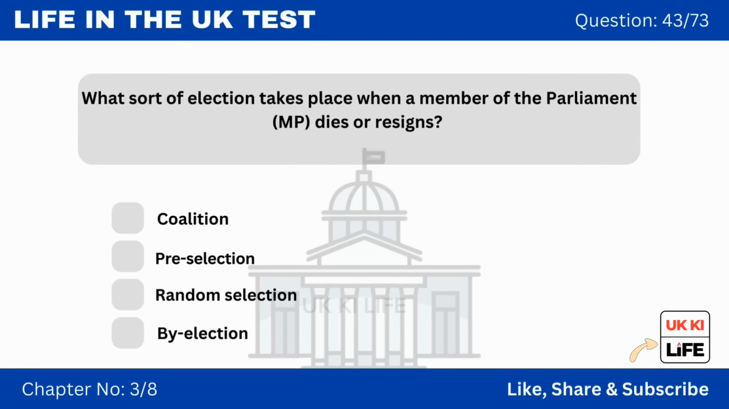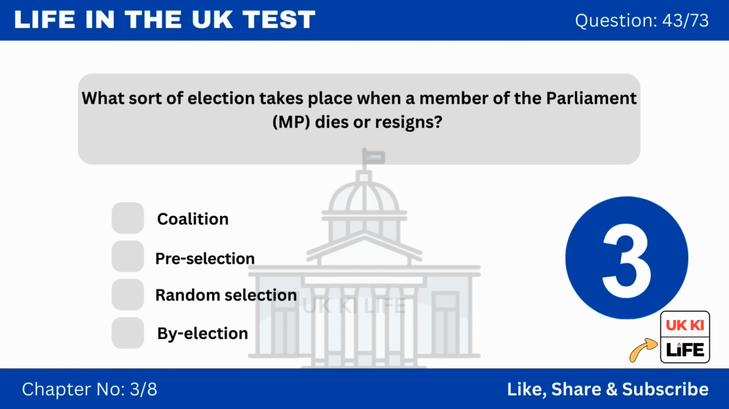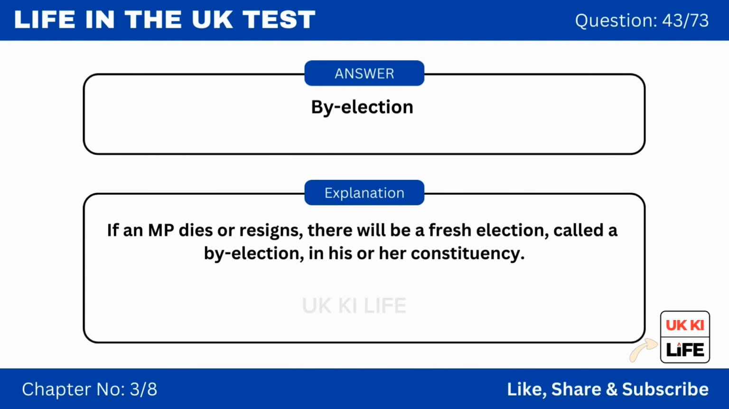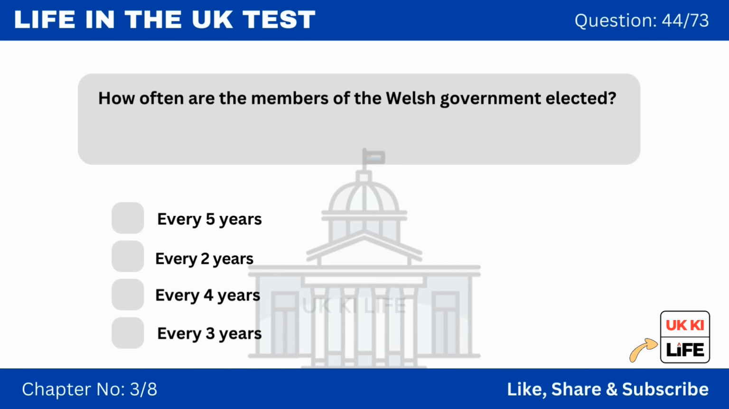Question 43. What sort of election takes place when a member of the Parliament, MP, dies or resigns? Coalition, pre-selection, random selection, by-election. The correct option is D. Explanation. If an MP dies or resigns, there will be a fresh election, called a by-election, in his or her constituency.